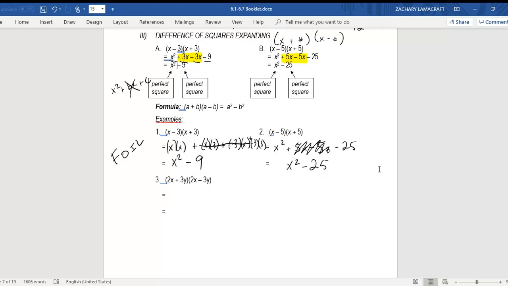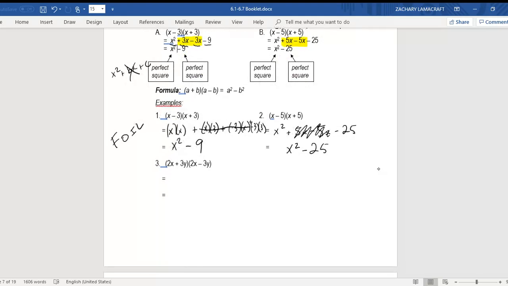Now we're going to have a slightly different example, but firsts, outsides, insides, lasts are still going to apply. So 2x times 2x is 4x squared. 2x times negative 3y would be negative 6xy.